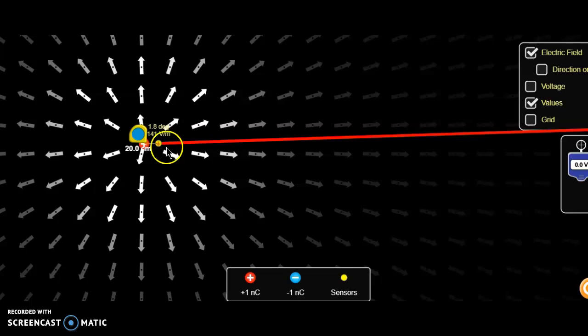Look, at this point, from the charge to this point, this is the value of the electric field, in volts per meter, which is the unit of electric field. It was 141 volts per meter. So now I have to go to the plot. When the distance was 20, the value was 141.